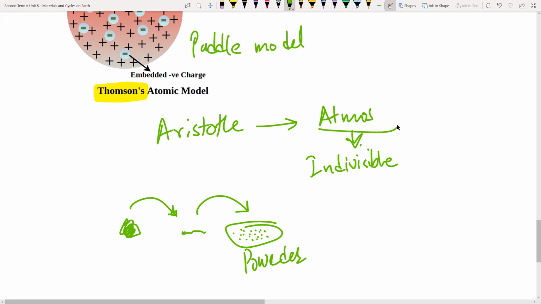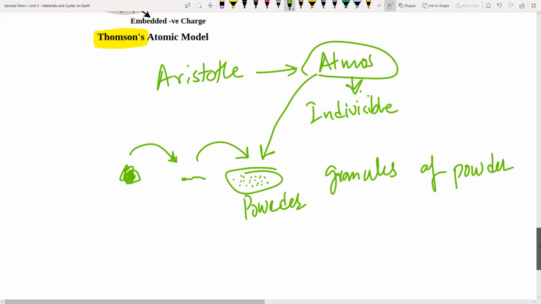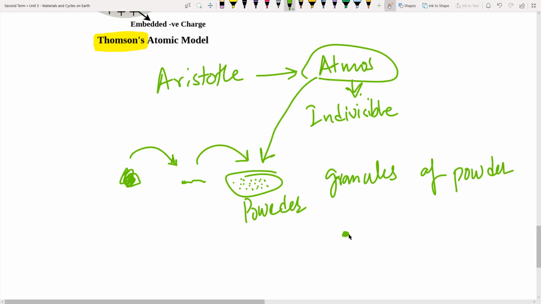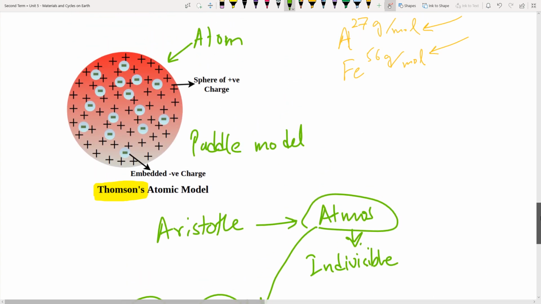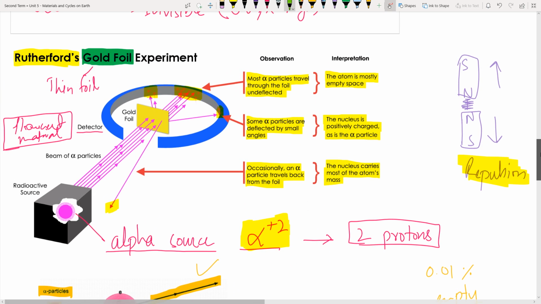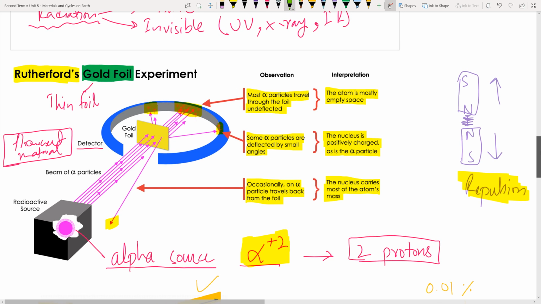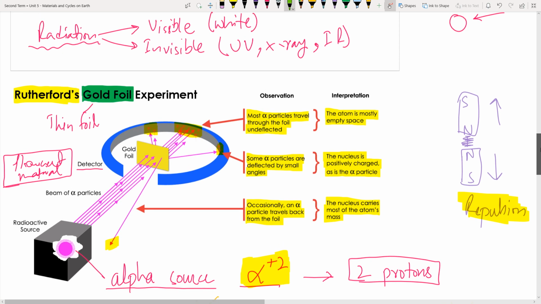So that was the term that he used for this powder, that these small granules of powder were atoms, right? He thought that these were the atoms. He had no idea that each grain, each tiny little particle was containing millions of atoms, right? He had no idea, because later on when we had advanced technology and these experiments were conducted, we came to know that there are subatomic particles as well, and the atoms are very, very, very small, right?